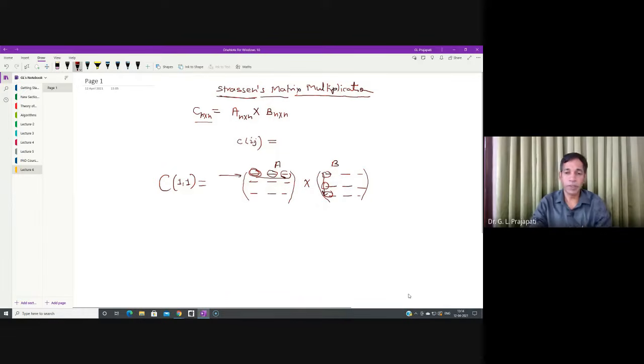Are you getting this? So row by row and column. You take a row and then obtain the column. If you want to obtain the entry C12, first row and second column, then again you consider the same first row, and now the second column of B. You have to do this. And this is the way you can multiply with the help of the brute force method.